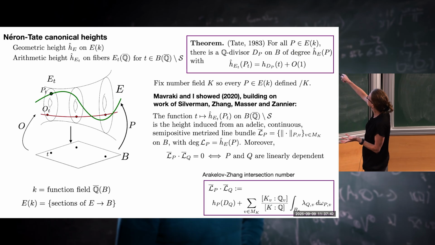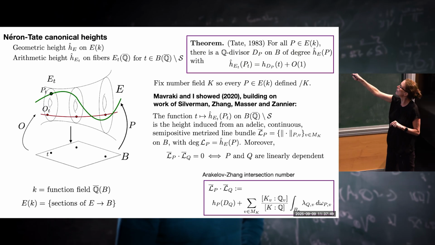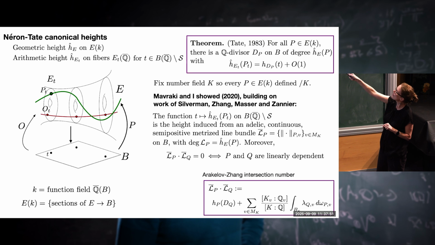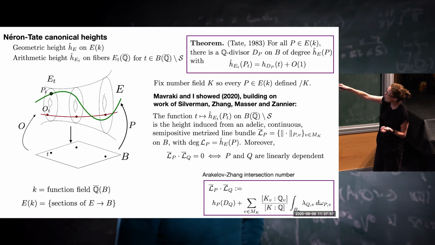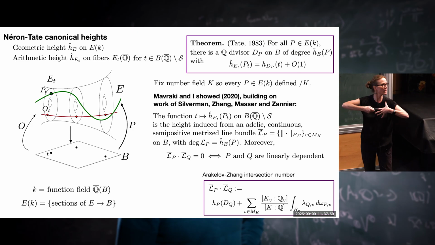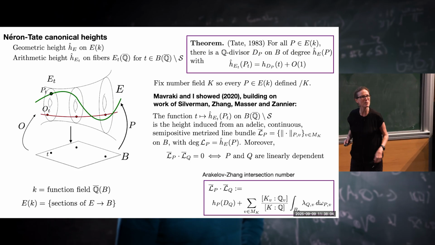So as we know, whatever this line bundle is, it's a Q line bundle really, its degree should be equal to the geometric height. So it was just looking at the fine structure of this height as Tate was looking at it at the time. To observe this piece, just the fact that it extends nicely across the singularities was building on some work of Silverman.